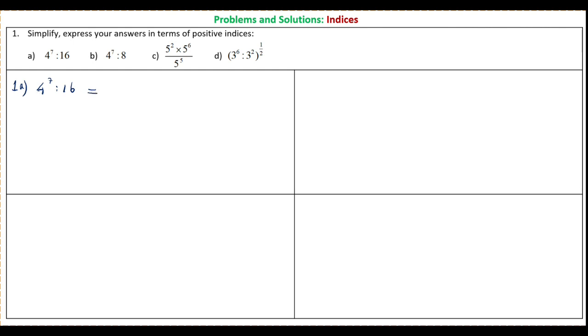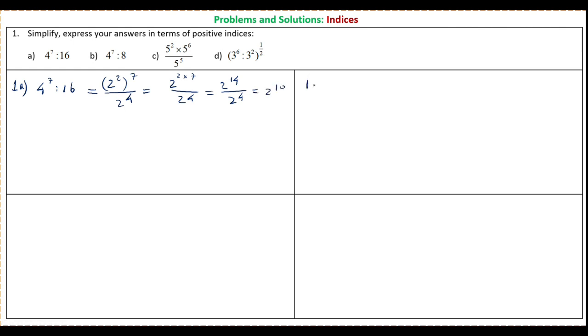So we work that out. 4 is 2 squared. Then we have this to the power of 7, divided by 16, which is 2 to the power of 4. It involves two indices here, so we just multiply the two indices. And we have 2 to the power of 2 times 7, divided by 2 to the power of 4. So we get 2 to the power of 14 divided by 2 to the power of 4, and then we have 2 to the power of 10.